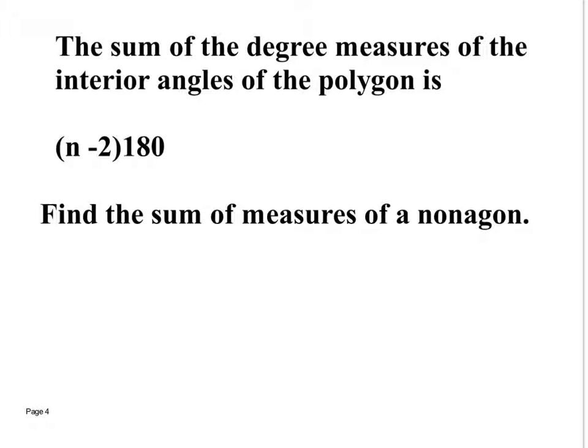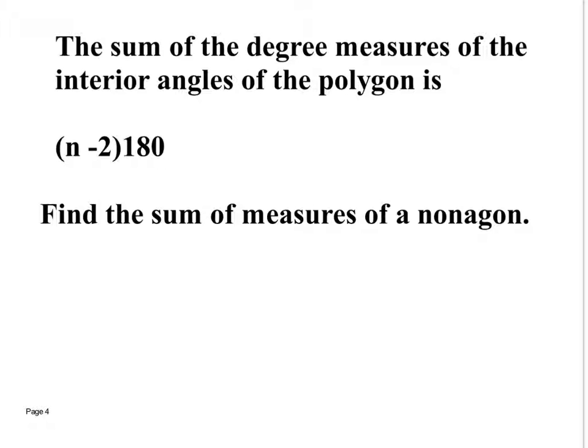We know what the sum of the measures of a triangle is, don't we? What does the triangle add up to? 180. Could we plug 3 in here and see if it works? What's 3 minus 2? What's 1 times 180? So it works for a triangle. What about a quadrilateral? We learned yesterday what a quadrilateral adds up to. How many sides does a quadrilateral have? 4. Plug 4 in here. 4 minus 2 is? 2 times 180 is? So if it works for what we know, it probably works for what we don't know.